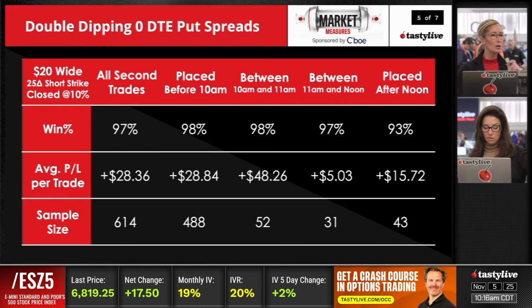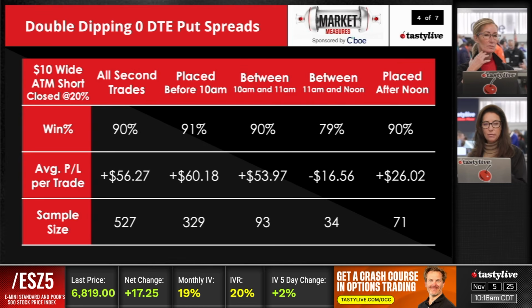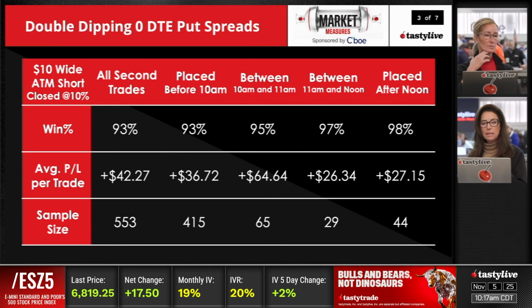Your sample size is so much bigger with a high percentage rate before 10 a.m. It really drops off between 10 and 11, and in all the examples it drops off. So the win rate is very high, 97, 98%. And in the previous slides with the 50 delta, the win rate's slightly lower.